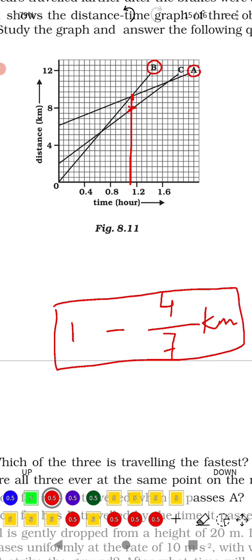At this point, this perpendicular is intersecting C. Now let us see what is the value of distance at this point. From this point, if you drop another normal here like this, it is meeting at how much? 8 kilometer. So at this point, what is the value of distance for C? That is 8 kilometer.